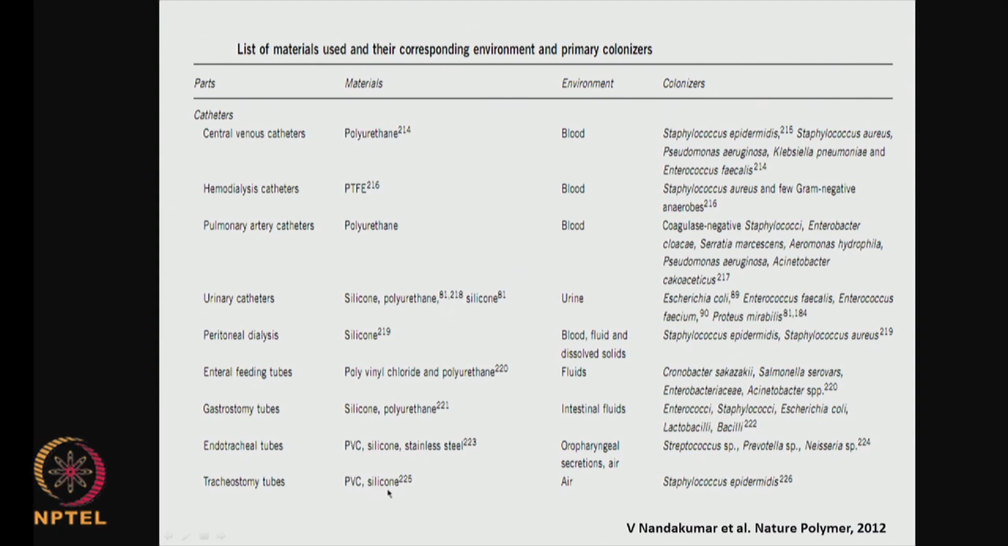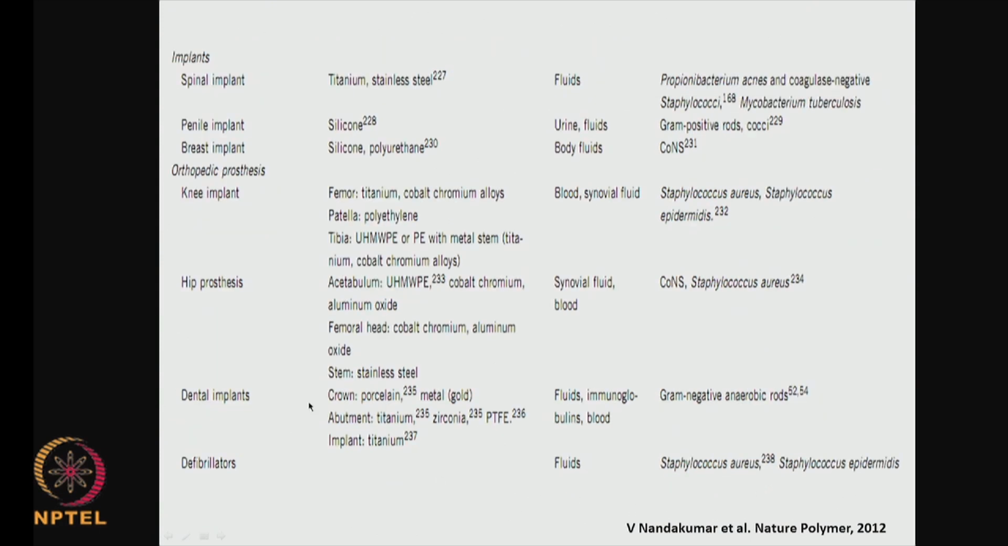tracheotomy tubes. These are made up of PVC and silicone, generally its environment is air, you can have Staphylococcus epidermidis and so on. So you can see the titanium, stainless steel in spinal implants, it is in contact with fluids, you can have coagulase negative Staphylococcus or Mycobacterium tuberculosis. Penile implant, silicone, it is in touch with urine and fluids, gram positive rods, cocci. Breast implants, silicones, polyurethane, you can have again coagulase negative Staphylococcus.